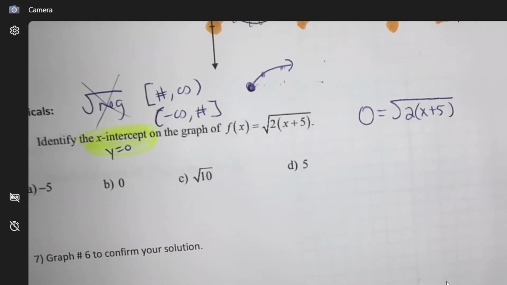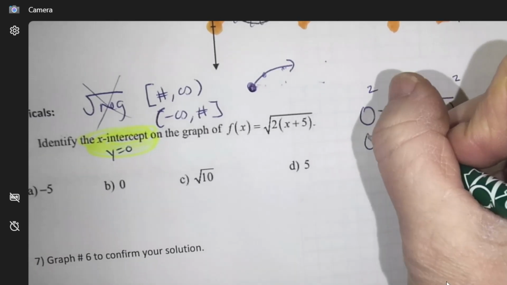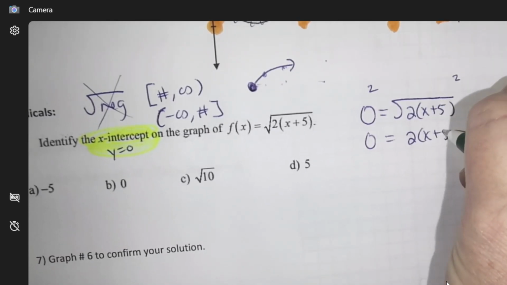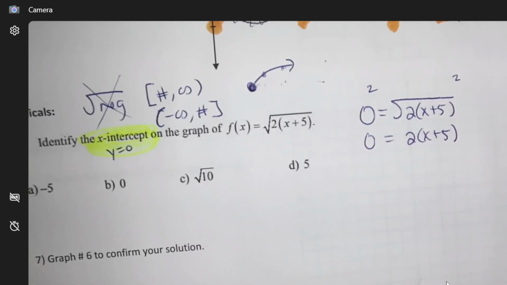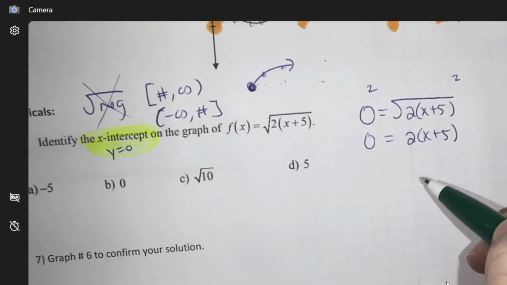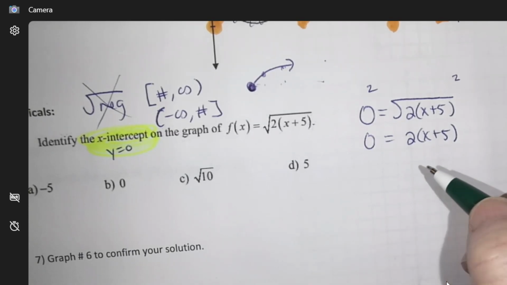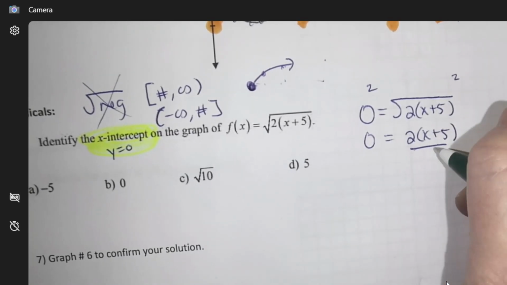Okay, what do I do to solve this? I'm going to square. What do you want me to do? I could do 2 things here. I could just divide by 2, or I could FOIL and then move. It doesn't matter. I'm going to divide by 2.